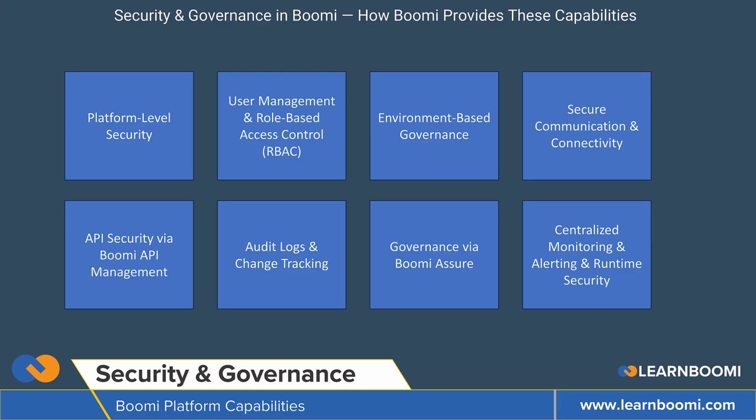Next is governance via Boomi Assure. Boomi Assure automatically tests new releases, updates, and compatibility issues. This ensures that updates do not break the existing integrations. Next is centralized monitoring and alerting. Boomi provides dashboards for process executions, failures, execution times, API analytics, and B2B message tracking. Basically, they have alerts notifying the team instantly when a problem occurs.